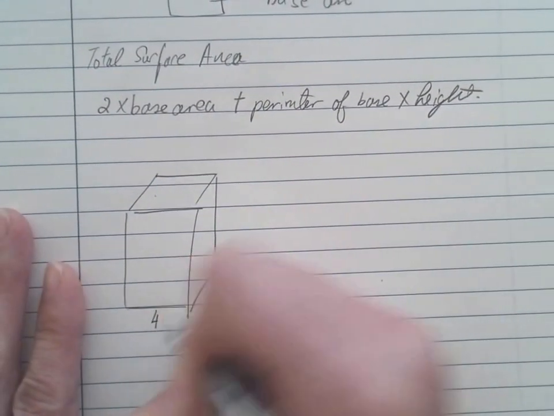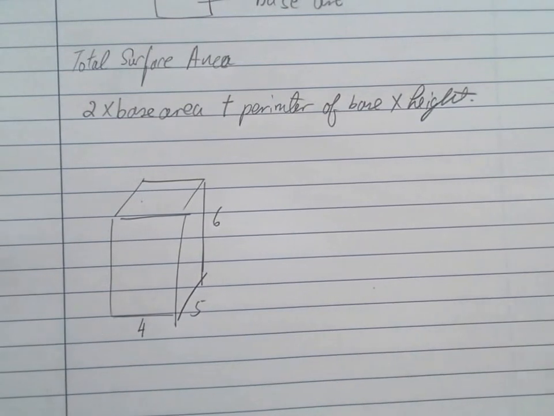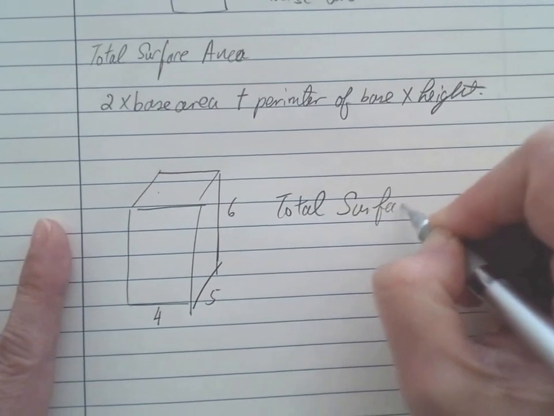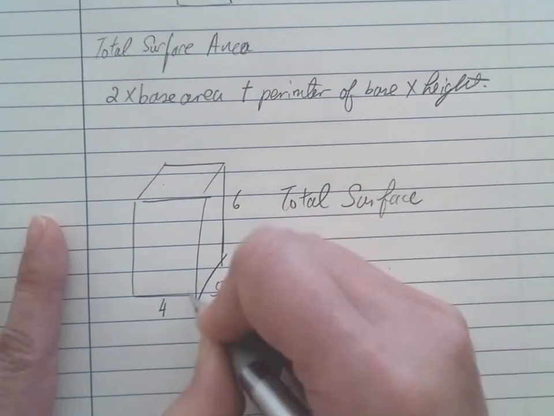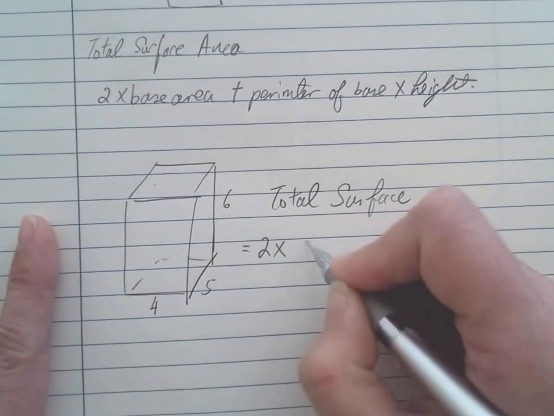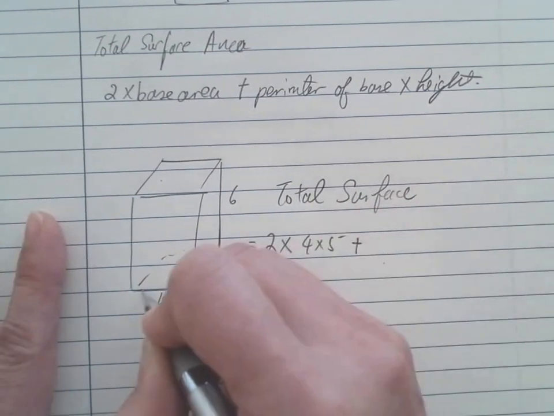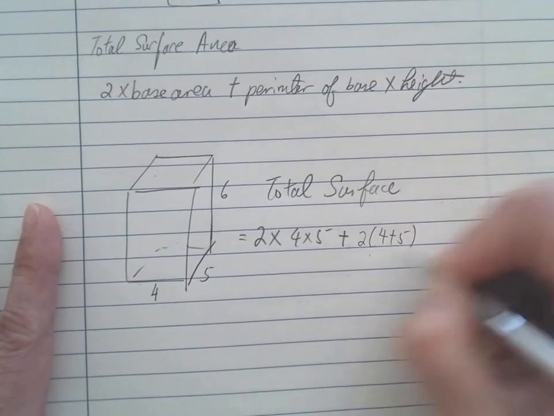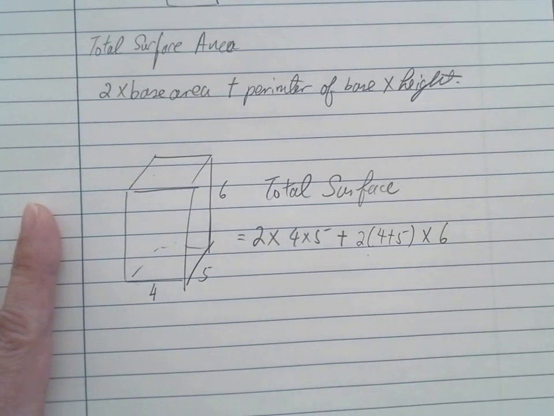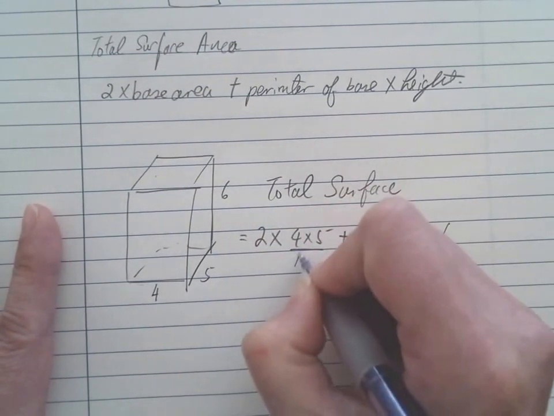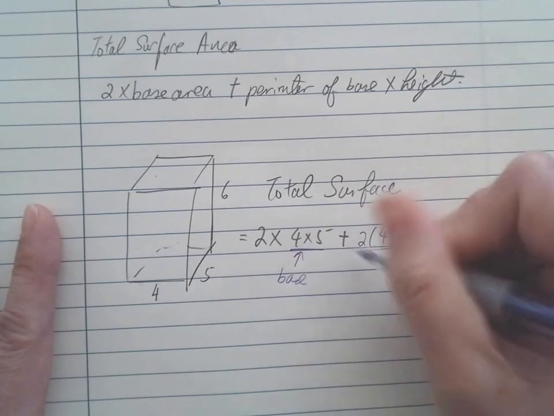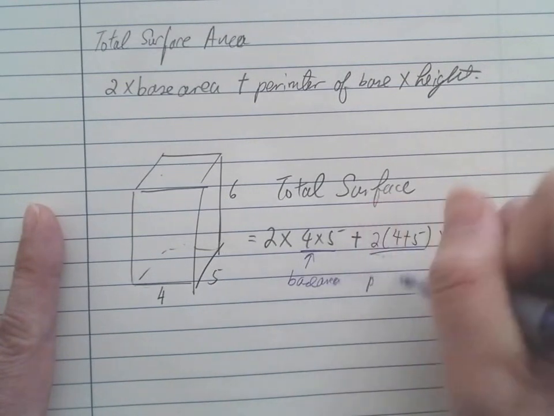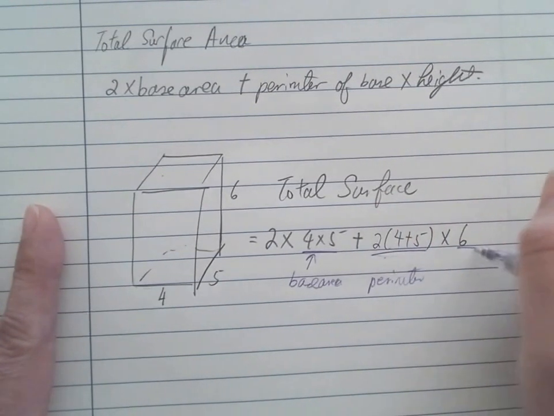Alright, so this is 4, 5 and 6 here. Our usual numbers. So the surface area will be 2 times the base, which is a rectangle, so it's 4 times 5, plus the perimeter of it. This is a rectangle, so you need the perimeter, so 4 plus 5, times the height. So this is the base, the perimeter of the base, and this is the height.